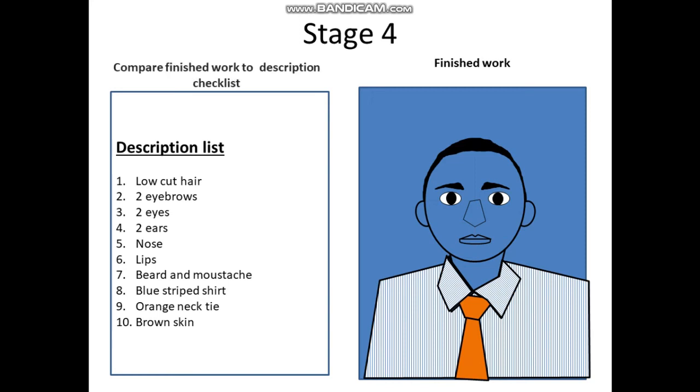Now, I'm going to be comparing this list to what I have finished. So if I look for low cut hair, I'm seeing a low cut hair there. So that is seen in my work as well. I do have two eyebrows in my work. I do have two eyes. I'm seeing two ears. I'm seeing a nose. And I'm seeing lips. Ah, I did not put in the beard and moustache. So that is missing from my final drawing.